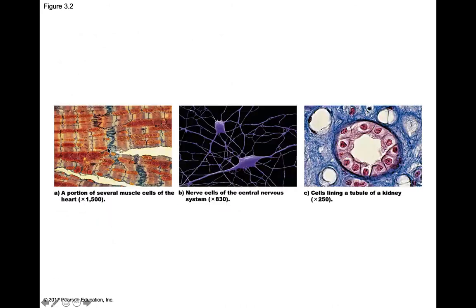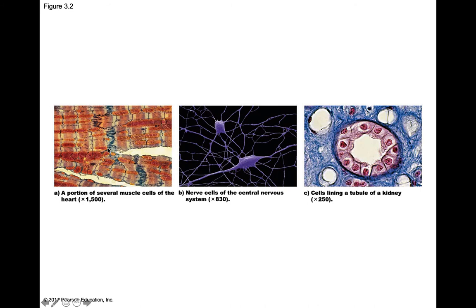Now here we're introducing three types of cells, and what we're going to see on the first one, or A, is actually cardiac muscle. It's striated like skeletal muscle, but it does have some different properties associated with it.